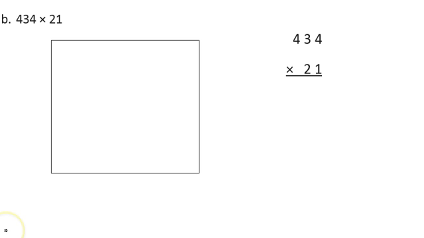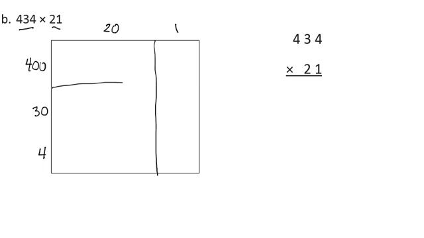In this example, I have a 3-digit number times a 2-digit number, but we follow the same process. So I'm going to write 434 in expanded form along the side of the rectangle, which would be 400, 30, and 4, and 21 across the top, which would be 20 and 1. I will divide my place values. Now you can see I have 6 rectangles, and I'll find the area of each.